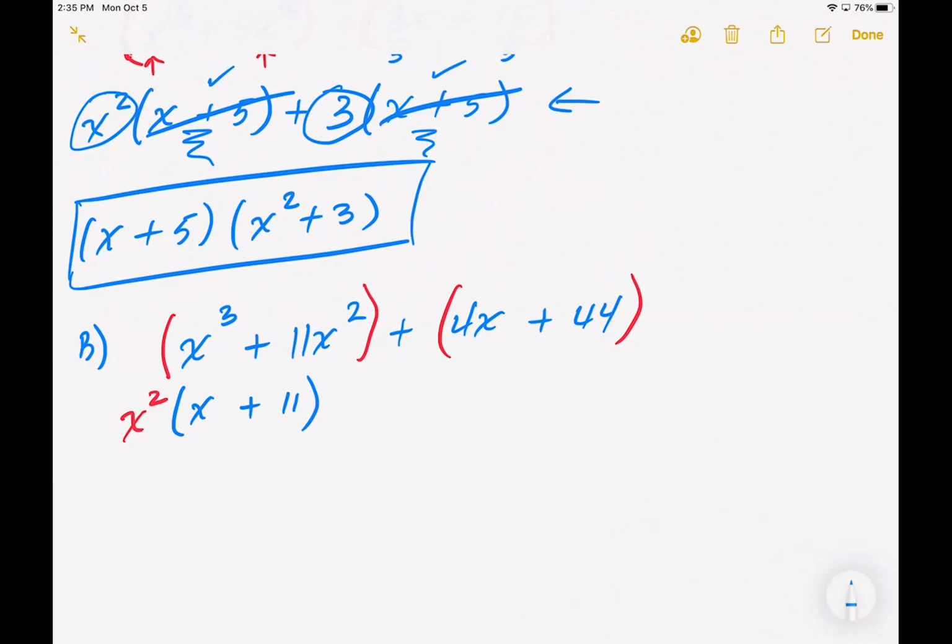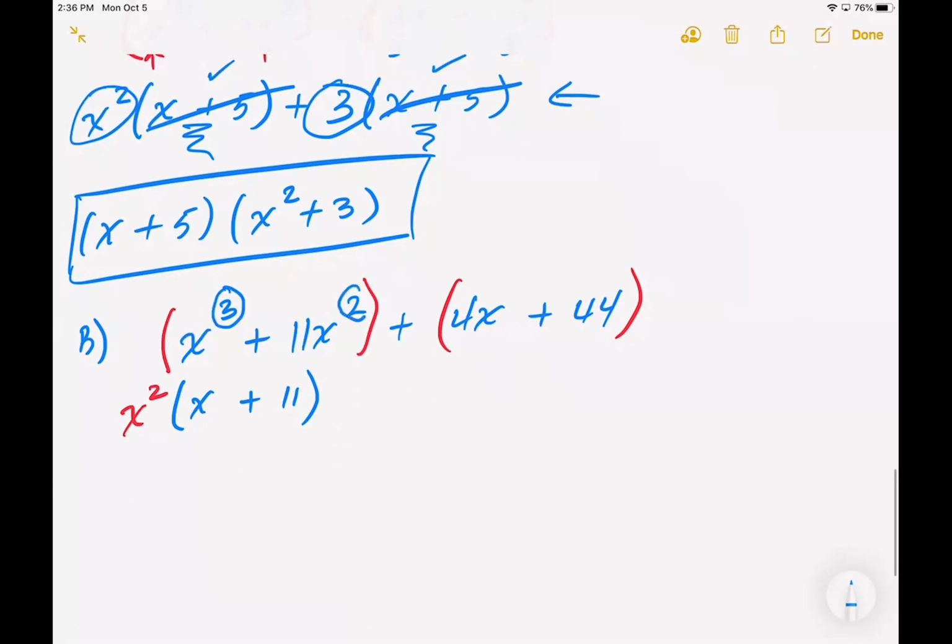Mr. Trang, I don't know if it's with everybody else, but you're cutting out a lot on my end. So why do you take out x squared? Because x squared is the common part that they have in this group.